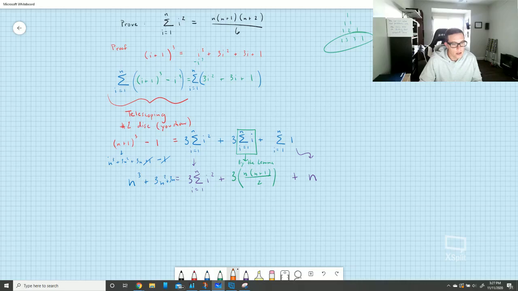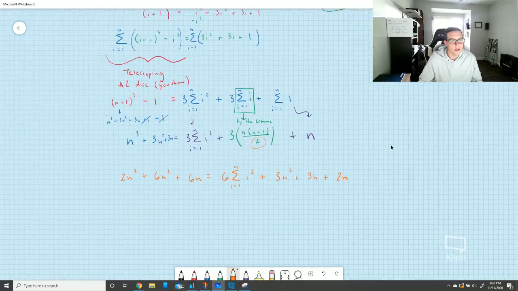So I'm going to first multiply everything by 2 because I don't want to deal with this the rest of the problem. So I'm going to rewrite it and multiply every single term by 2. 2n cubed plus 6n squared plus 6n equals 6 times the summation from I equals 1 to n of I squared, plus the 2 is now gone here. So I'm going to multiply this out. 3n squared plus 3n, plus, and then multiply that back by 2, 2n.